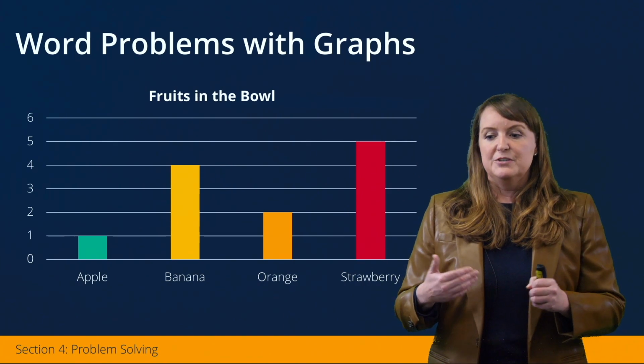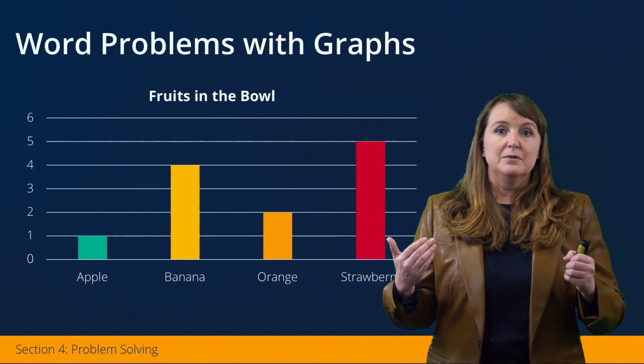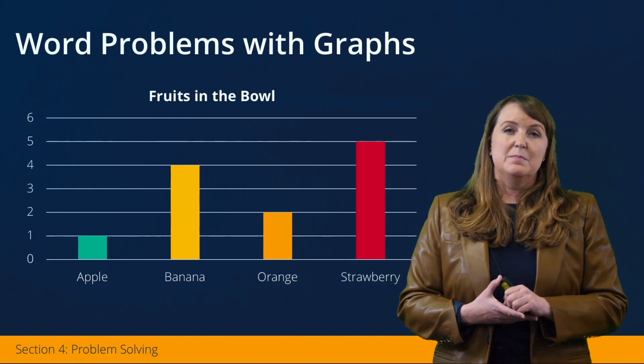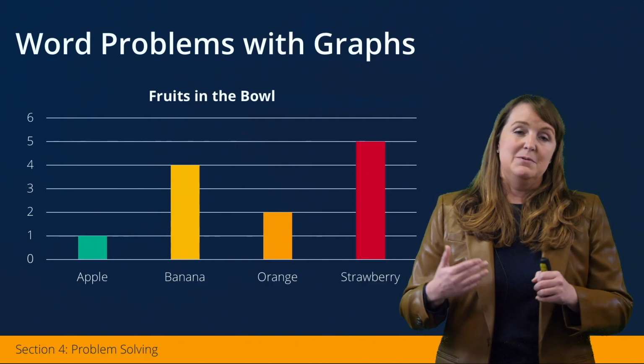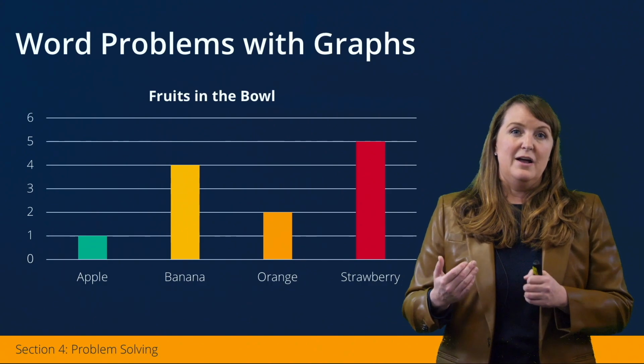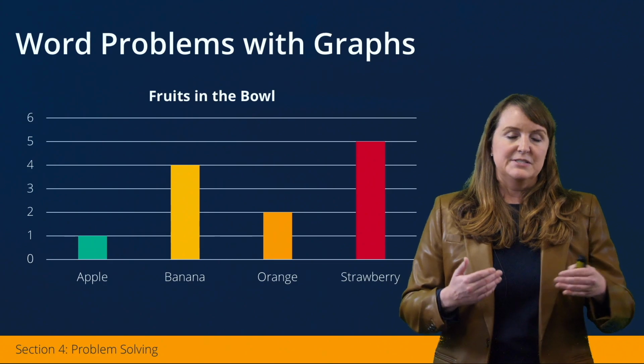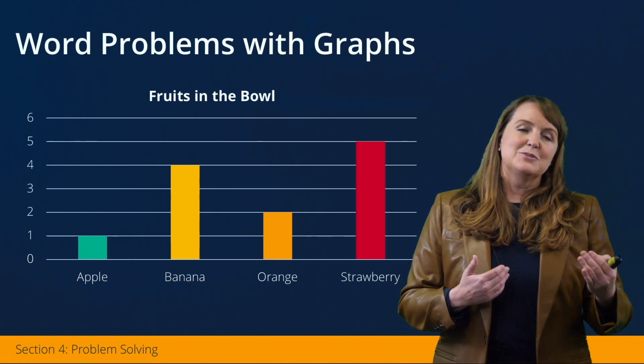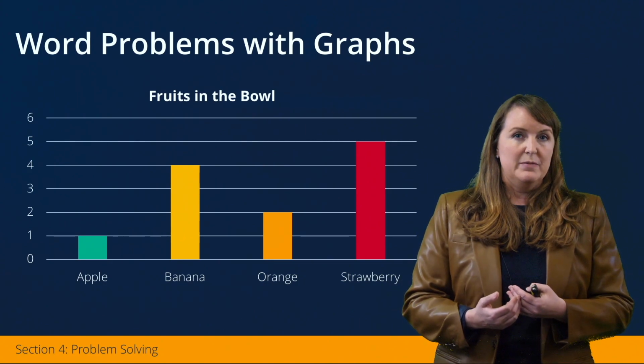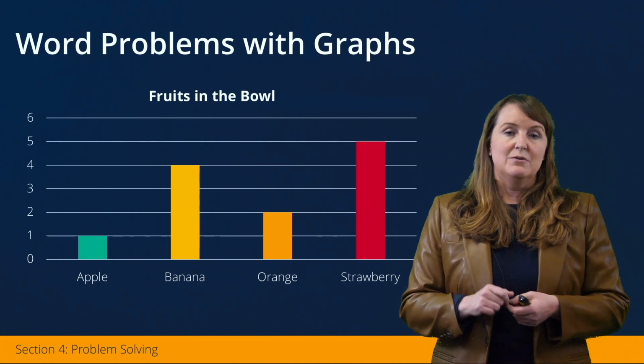Which of the fruits appears in the bowl the most? Which of the fruits appears in the bowl the least? Maybe you ask students to order how many fruits are in the bowl from least to greatest. You can see there's so many directions we could go with our problem solving just from this one graph right here.